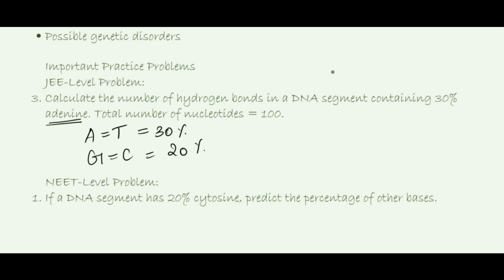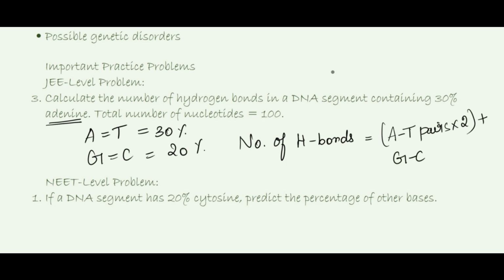So for finding hydrogen bonds, number of hydrogen bonds is equal to AT pairs into 2, because that is having two hydrogen bonds in it, plus GC pairs, that is having how many hydrogen bonds? 3, isn't it? So 3. So total it becomes, AT pairs is how many? It is pairs I'm talking about.